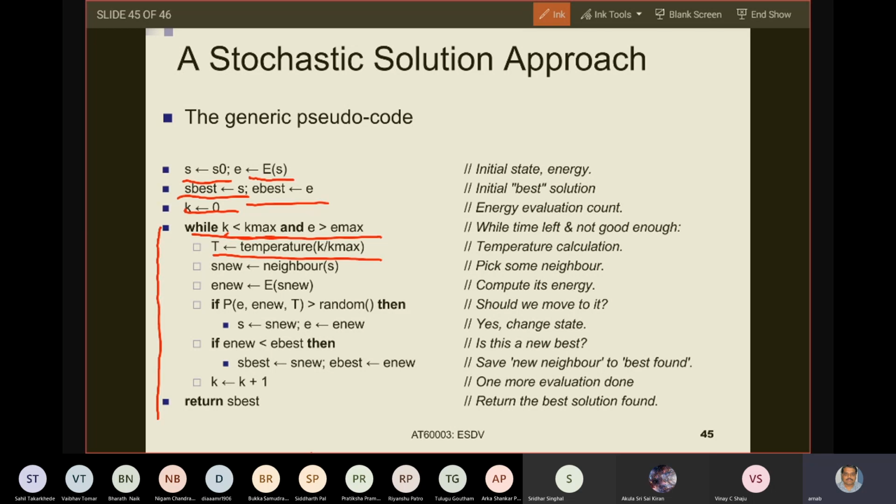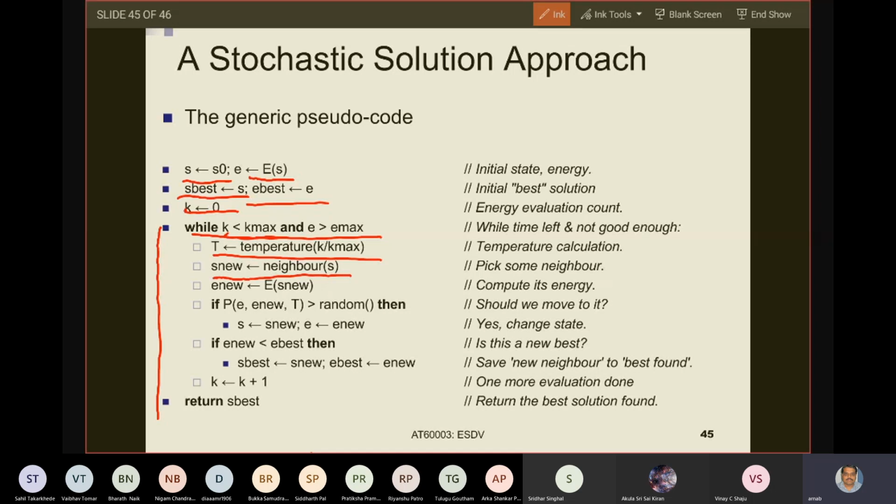Now, if you are at a certain state, your current solution is S, and then S new comes next. Within the loop, first you get the value of temperature T. At a certain iteration, you will get a certain value of temperature T depending on the value of K and K max. Now you have the value of temperature T. What is the next thing that you do? You generate a new solution. But the new solution will be a neighbor of the present solution. So the present solution is S, and the neighbor of S gives me a new solution.